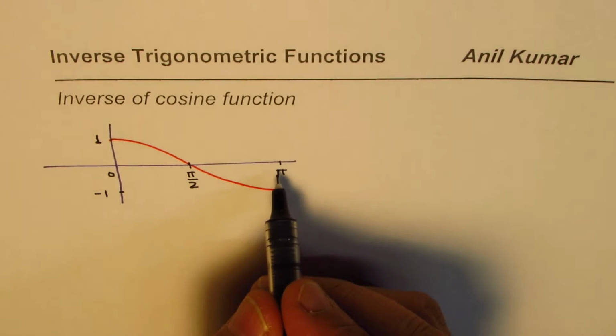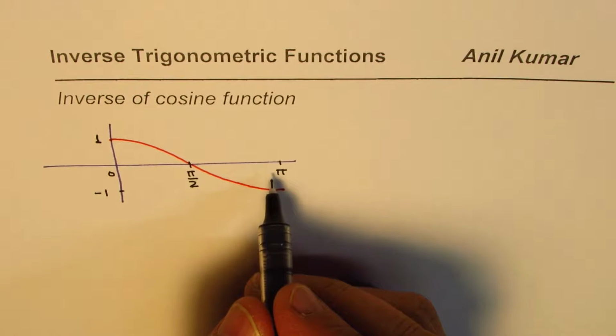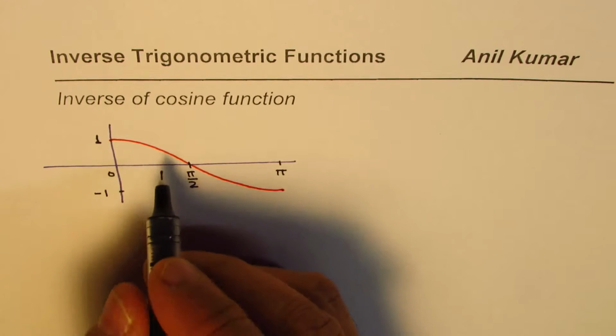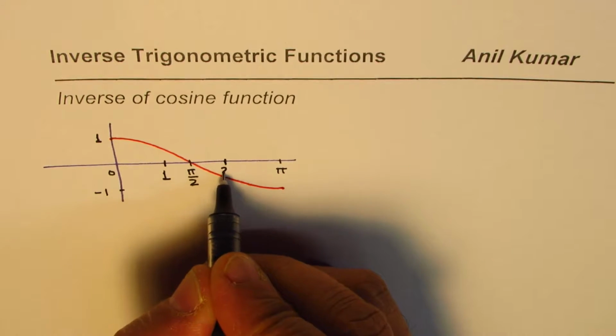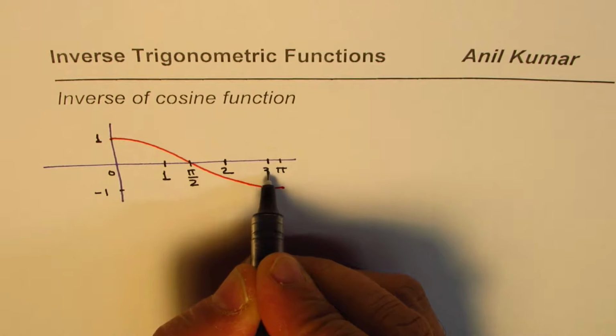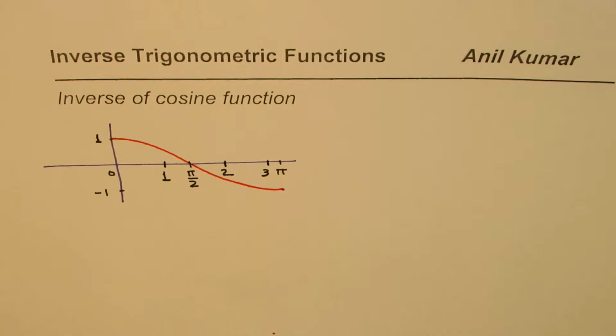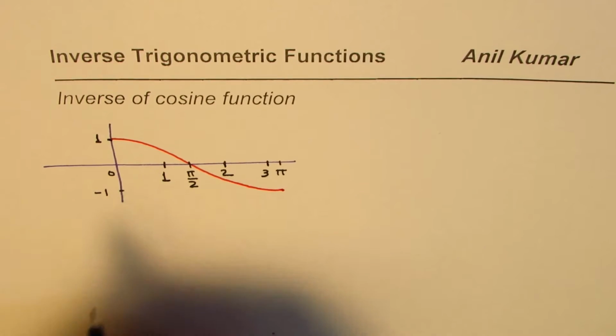Now pi, as you know, is 3.14, right? So pi is 3.14. So we can make a scale here. Say this is 1, this is 2, and approximately this is 3, right? So that's kind of scale. And this is 1 and minus 1.